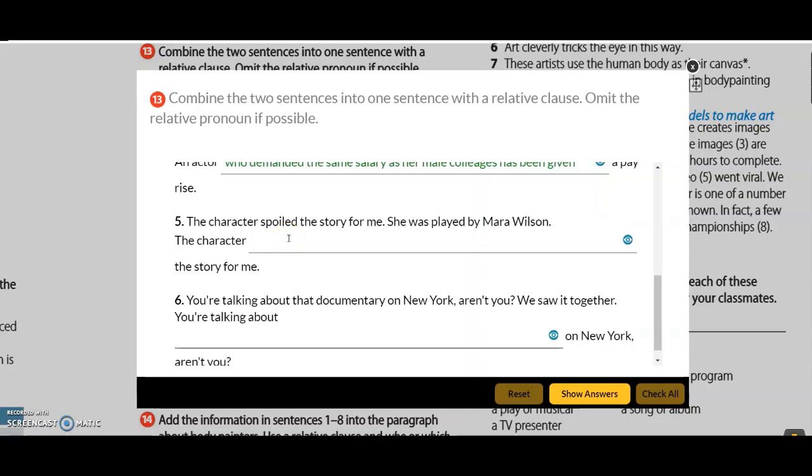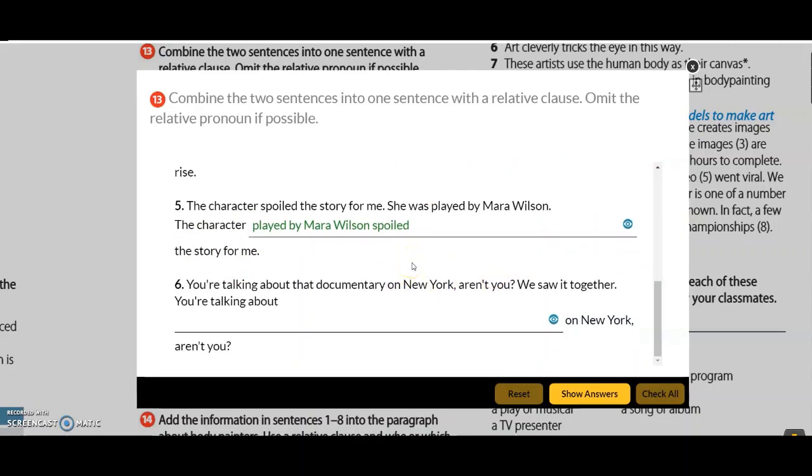Number 5. The character spoiled the story for me. She was played by Mary Wilson. The character played by Mary Wilson spoiled the story for me.